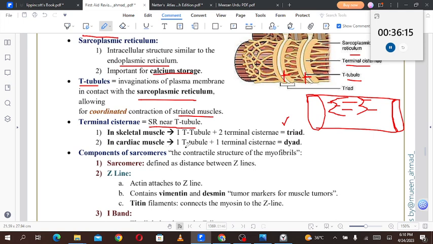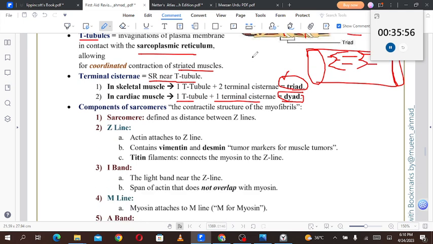In the cardiac muscle, there is one T tubule plus one terminal cistern that will make a dyad. Right? For the cardiac muscle, we have a dyad, but for the skeletal muscle, we have a triad. So this is the meaning of triad, like 1, 2, and 3. These three things are making a triad. When we step into the cardiac muscle, we have just a dyad.